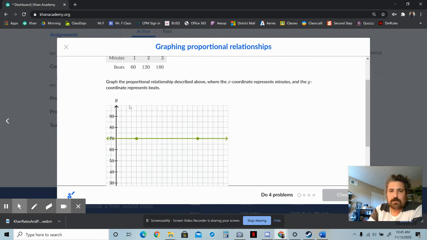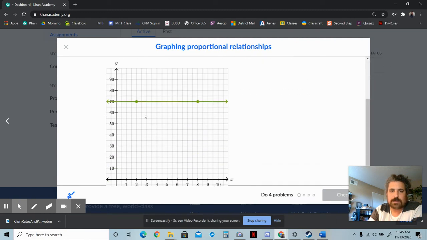So we want to graph that on this table here. Graph the proportional relationship described above, where the x-coordinate represents the minutes and the y-coordinate represents the beats. Basically when x is 1, y is 60. So that's one example of the answer, which means the other point could be anywhere in that relationship. Since I can't go up to 2 and 120, I'm going to cut that in half. So when x is a half, y would be 30.